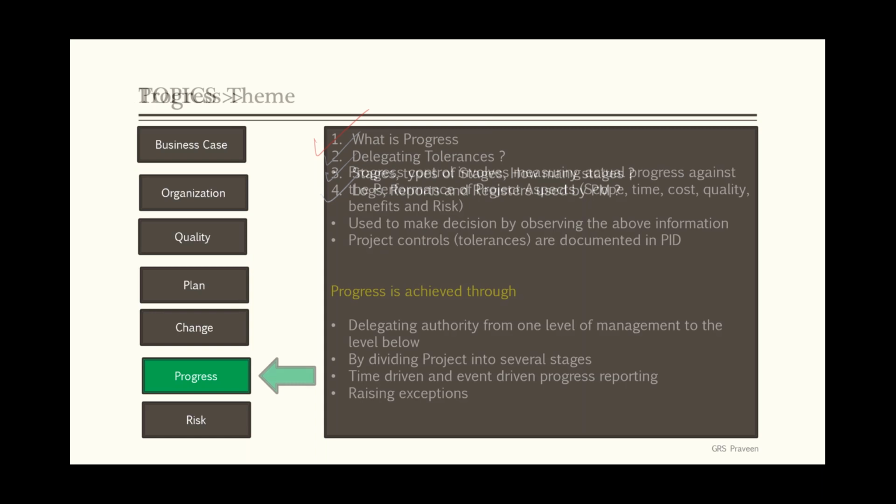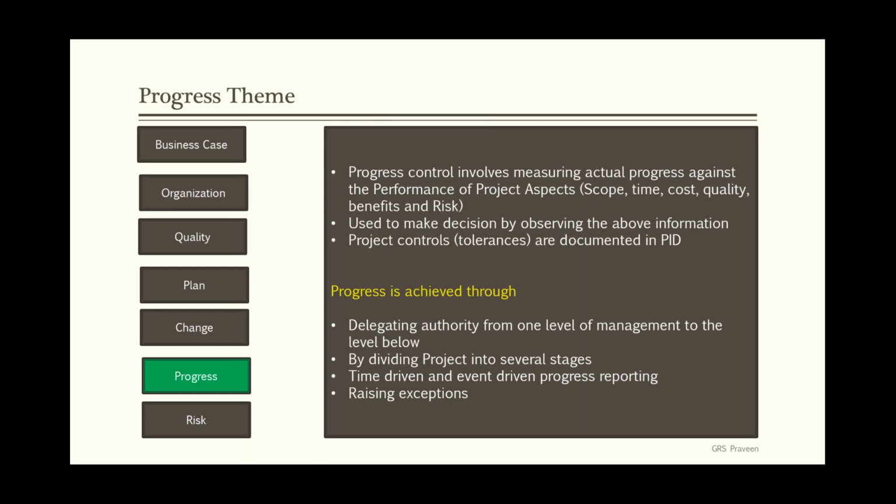Okay. So this one I think I have told. Whenever we are talking about progress, I think we normally discuss time, but it is not just related to time. It is related to all the aspects. So last time I have told, right? There could be different questions and aspects of Prince2. Make sure that you refer to that. Okay. So progress is achieved through managing stages.